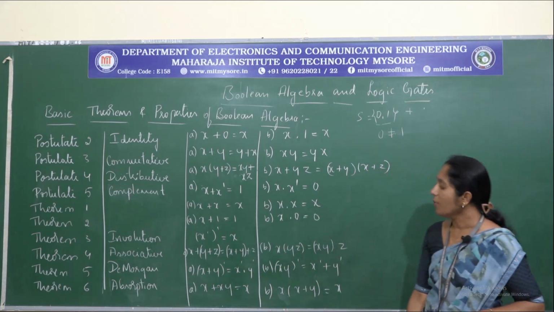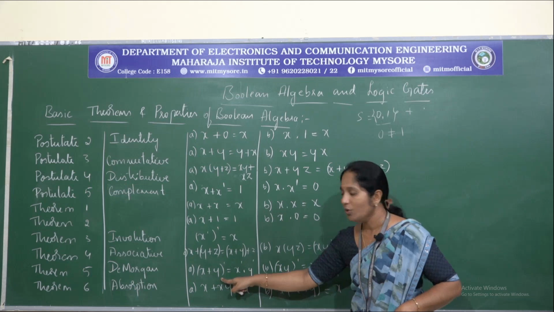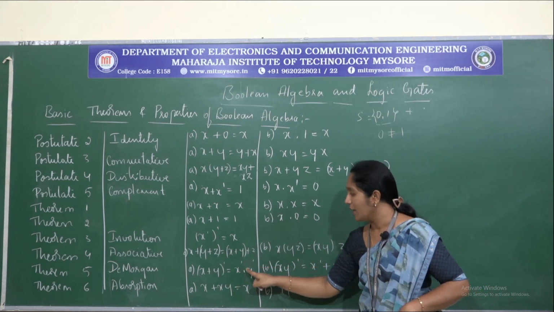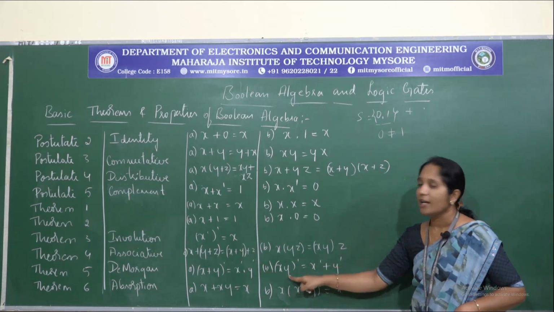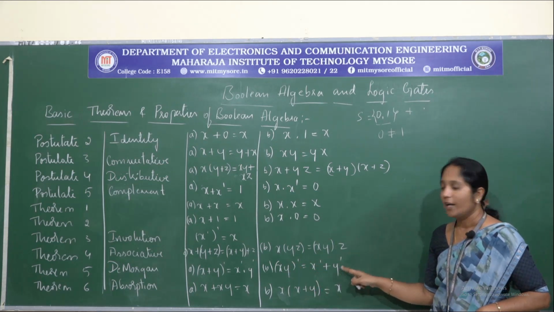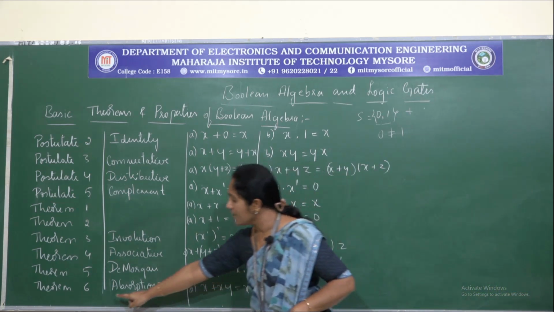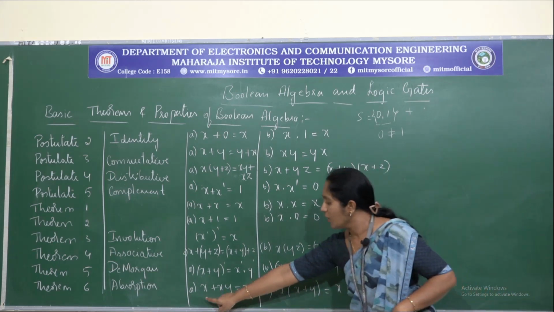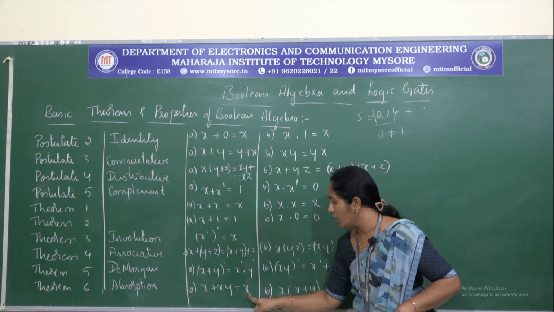De Morgan's theorem states that the complement of the sum of two variables is equal to the product of individual complements. The other version is that the complement of a product is equal to the sum of individual complements. That is the fifth theorem. Next is the sixth theorem, which is called absorption, and it is given by x plus xy is equal to x.